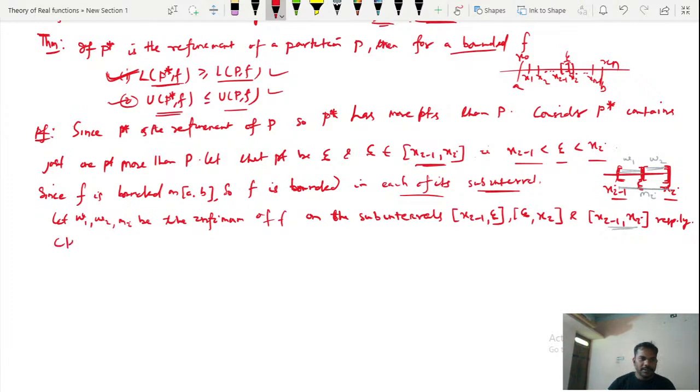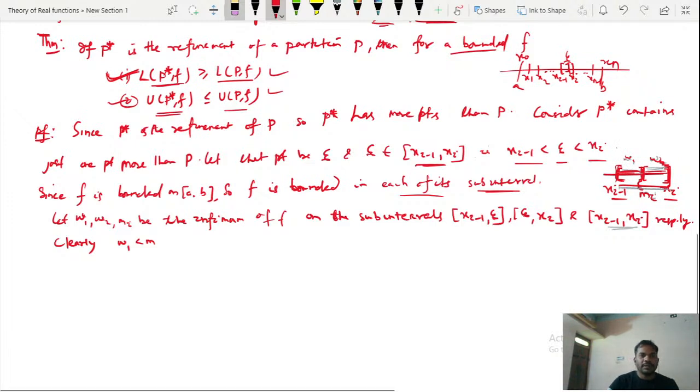So clearly we can say mi is less than w1, because this is in the whole interval. This is minimum, which means in each of its small subintervals, this thing is maximum, more than that value. That means w1 is greater than mi and w2 is also greater than mi, because mi is the smallest value in the whole interval, this xi minus 1 to xi.